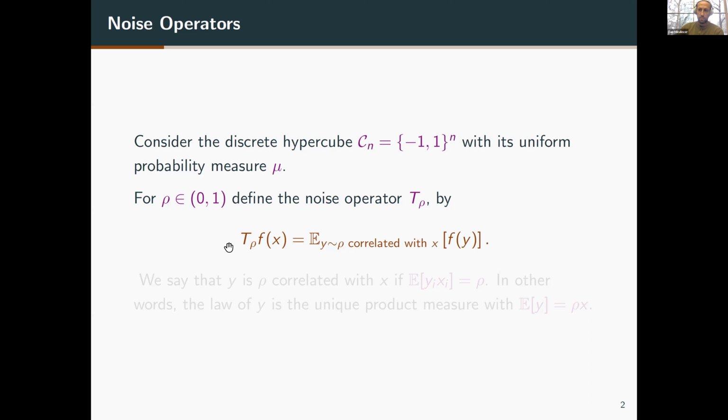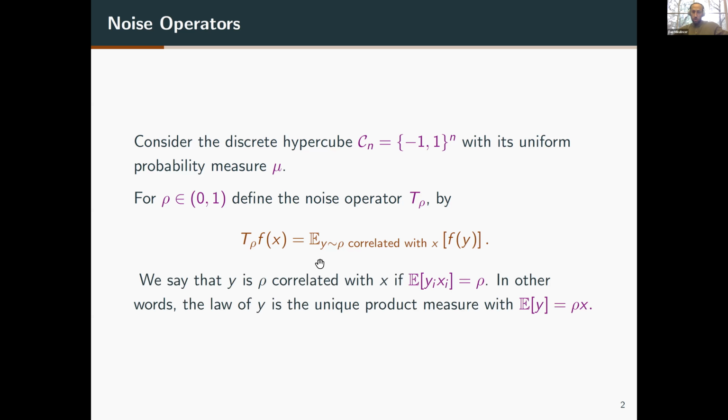What it does, it takes a function, and at a point x, it generates a random point y, which is correlated with x, with correlation rho, and then integrates f over the cube with respect to that measure. Here, when we say that y is correlated with x, it means that it has a product measure which is correlated with x. Every bit has the same correlation with x. And this uniquely defines the measure.